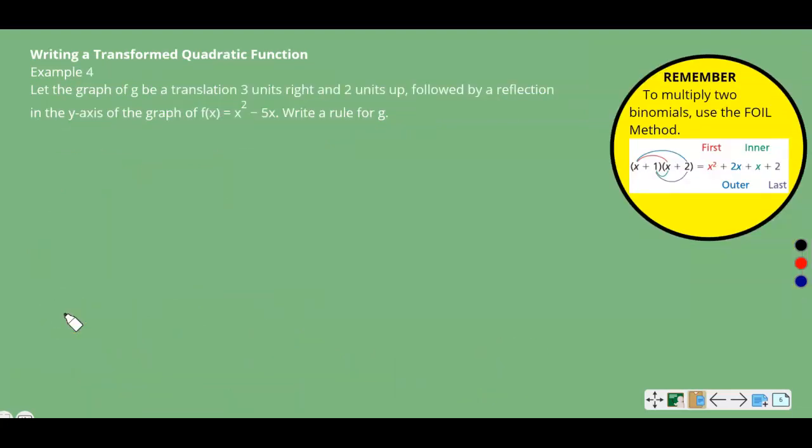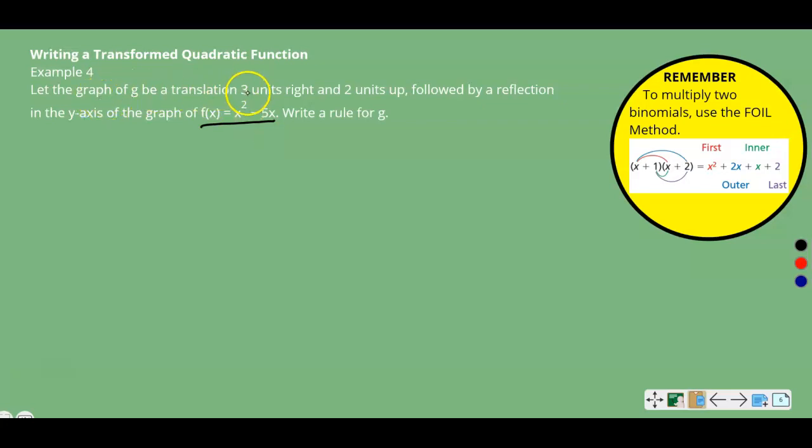Example 4, writing a transformed quadratic function. Let the graph of g be a translation 3 units right and 2 units up, followed by reflection in the y-axis of the graph f of x equals x squared minus 5x. Write a rule for g. So you can see this time we're not looking at the parent function, we're transforming a different function.